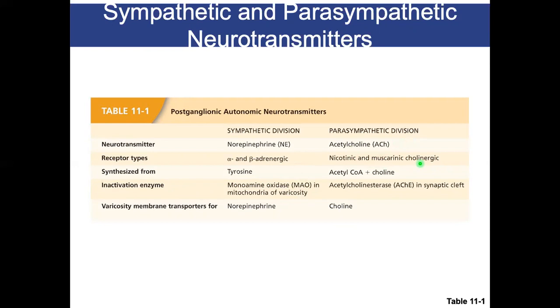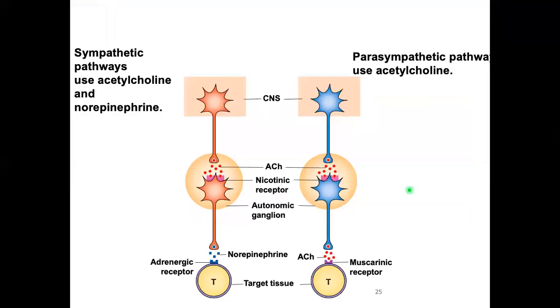And both of those are subcategories of cholinergic receptors. The inactivation enzyme, or the enzyme that actually breaks down acetylcholine, is called acetylcholine esterase, and we abbreviate that AChE. So acetylcholine esterase is the enzyme that breaks down acetylcholine in that synapse. And we'll see that again when we get into skeletal muscle.